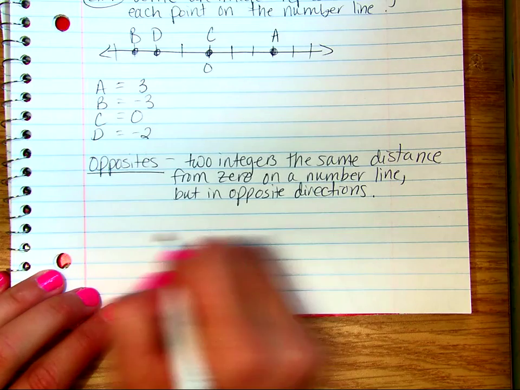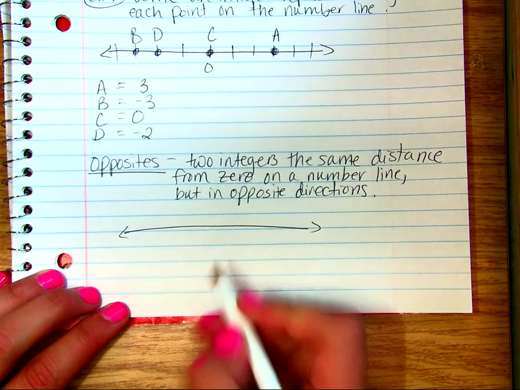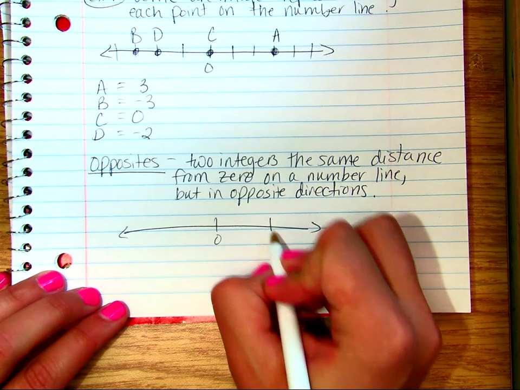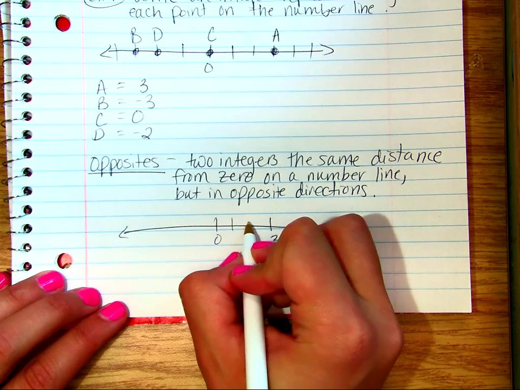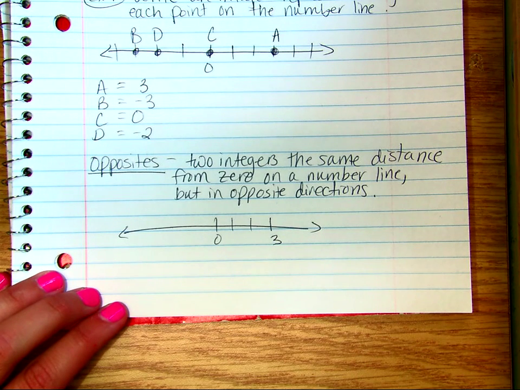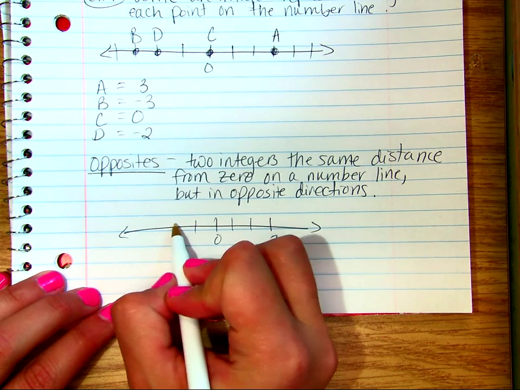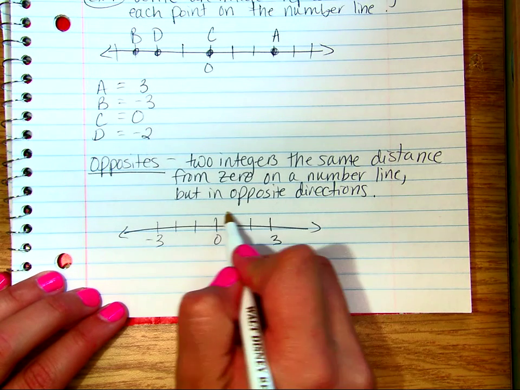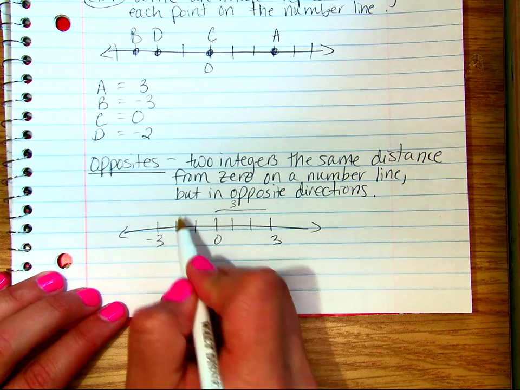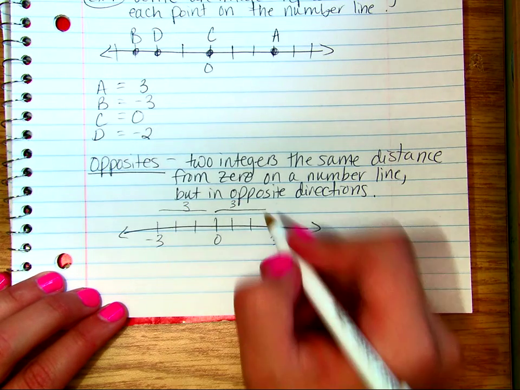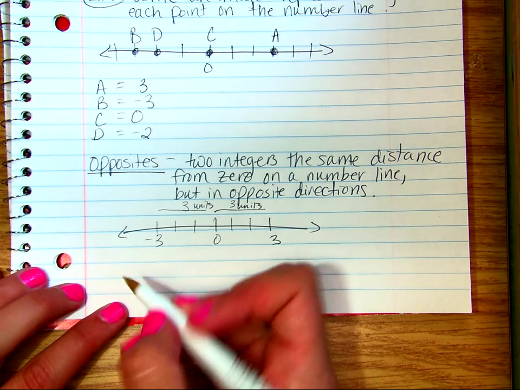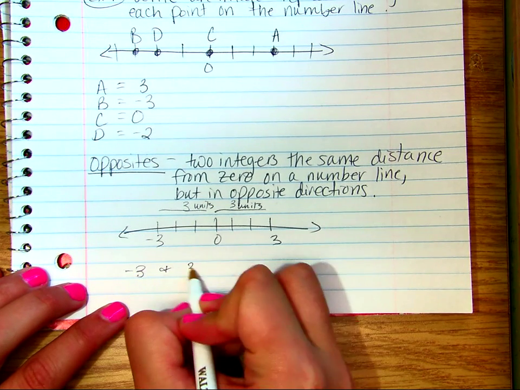So an example of two numbers that are opposites. I'm going to go ahead and draw this one out too. So we've got 0 in the middle. If I gave you the number, I don't know, 3. So this is 1, 2, 3. 3's opposite would be -3. The reason for that is both of these numbers have a distance of 3 units from 0. So -3 and 3 are opposites.